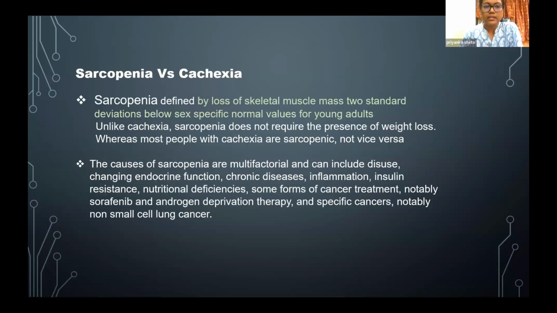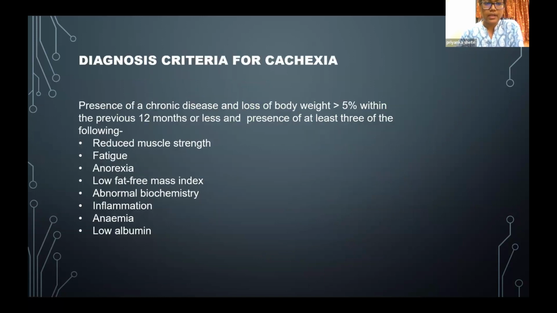Then it is important to know the difference between sarcopenia and cachexia. Sarcopenia is defined by a loss of skeletal muscle mass 2 standard deviations below sex-specific normal values for young adults. Unlike cachexia, sarcopenia does not require the presence of weight loss, and most people with cachexia are sarcopenic, not vice versa. The causes of sarcopenia are multifactorial and can include disuse, changing endocrine function, chronic diseases, inflammation, insulin resistance, nutritional deficiencies, some forms of cancer treatment, notably sorafenib and androgen deprivation therapy, and specific cancers, notably non-small cell lung cancer.